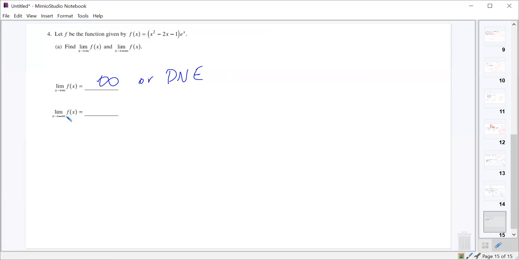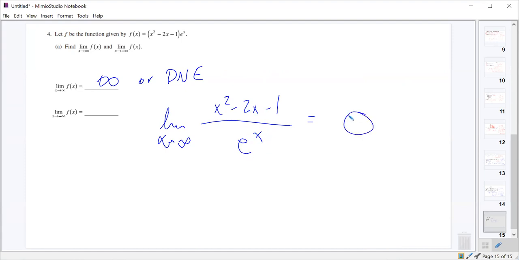But as we go towards negative infinity, this ends up being x squared minus 2x minus 1 over e to the x, right? That's like taking this limit as x approaches infinity. So we end up with the numerator increasing more slowly than the denominator. The denominator is getting larger more quickly. So like we talked about with the very first problem we did today, if the denominator increases more rapidly than the numerator, it goes towards 0.